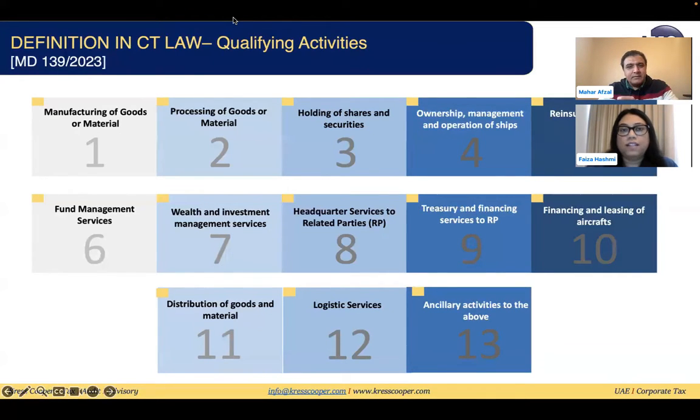So we had this much information from the old cabinet decision and also the law. And now Mahar is going to take you through the new cabinet decision, what are the changes that have come up and what has been repealed. So Mahar, over to you.